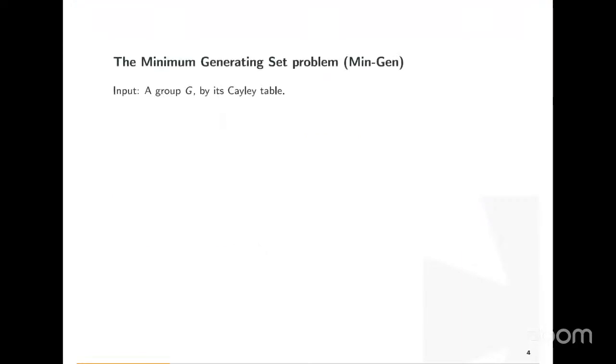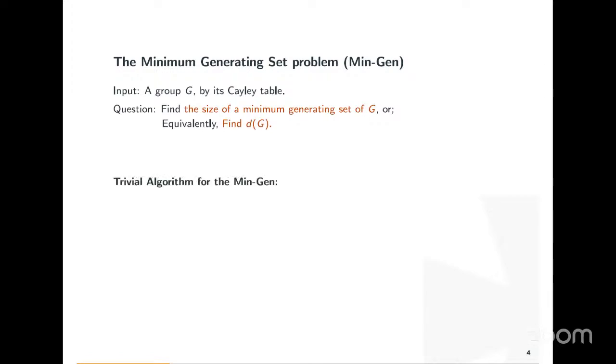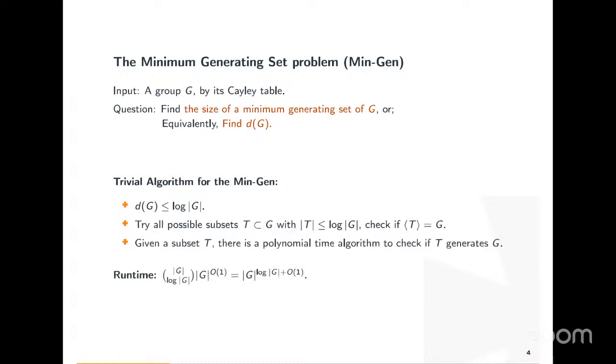The problem is defined as follows. We are given a group G by its Cayley table. For simplicity, we are assuming it is given by Cayley table. And we are interested in finding the minimum possible size of the generating set, which is d(G). One could give a trivial algorithm. We know that for every group we can find a generating set whose size is at most log |G|. So this will give us an algorithm which runs in quasi-polynomial time in the order, because we can try all possible subsets of size at most log |G|.